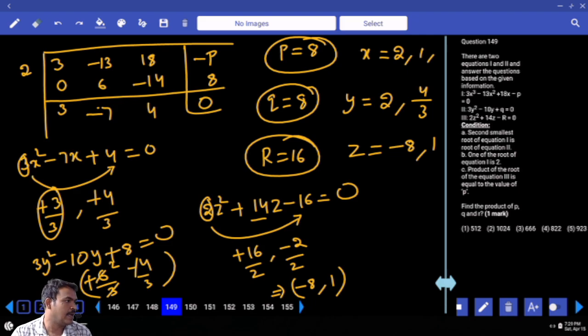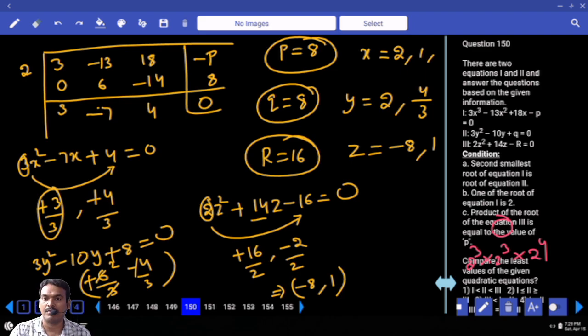2 power 10 means 1024. 8 means 2 cube, another 8 means 2 cube, 16 means 2 power 4. Overall it is 2 power 10 or not? What is the 2 power 10? 1024.